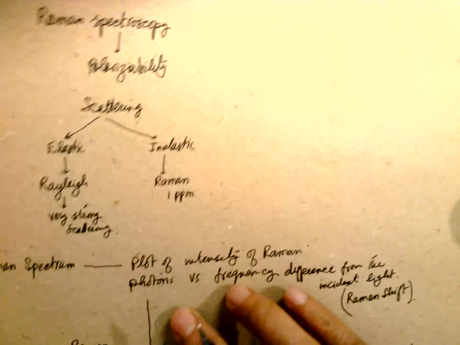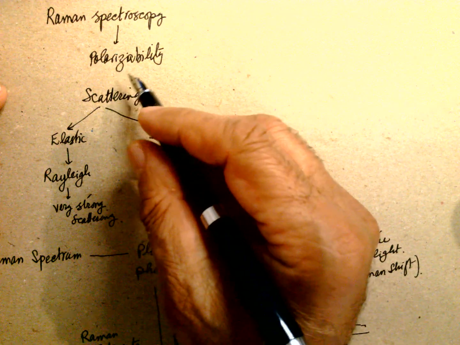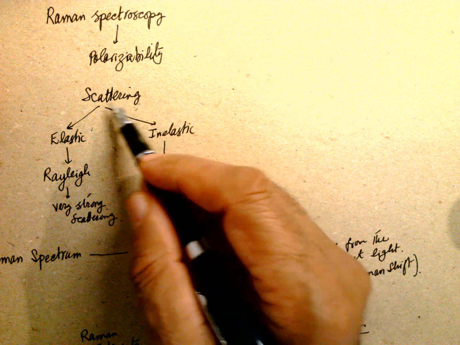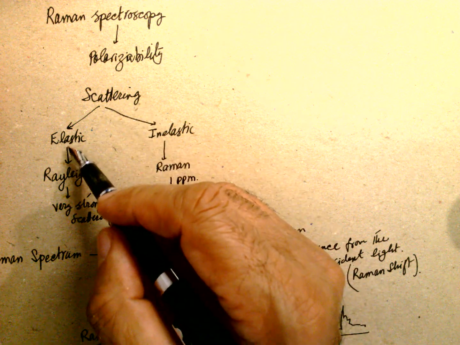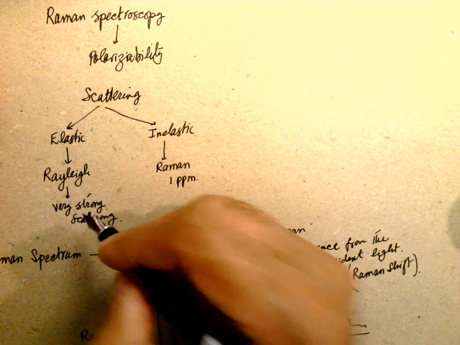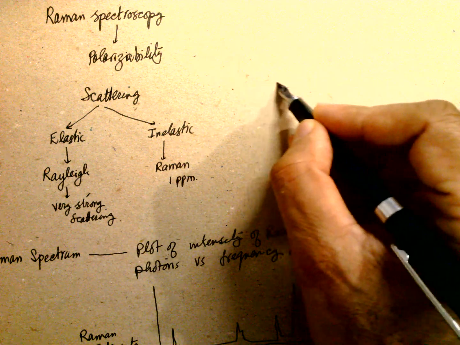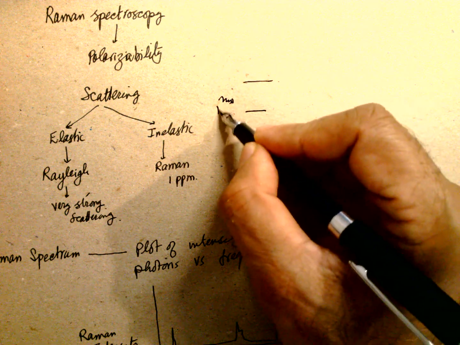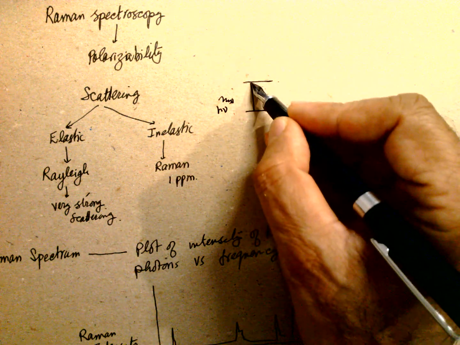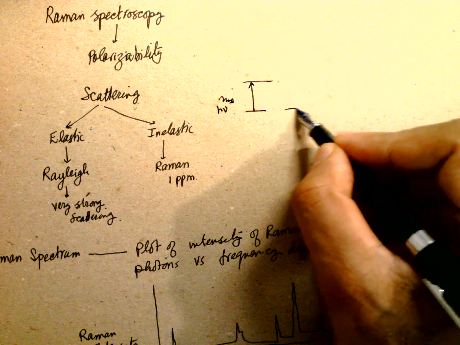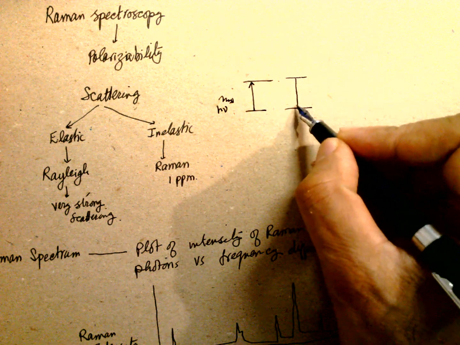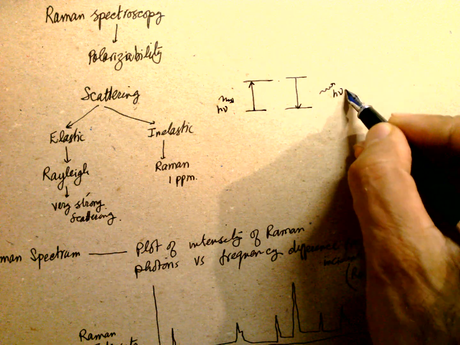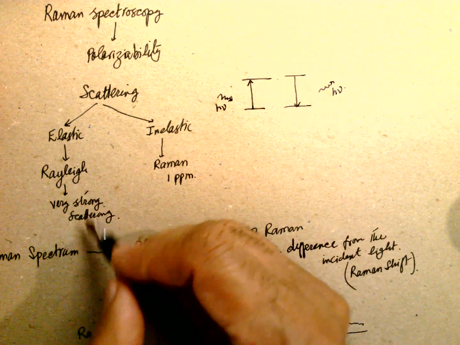So next one is Raman spectroscopy. It depends upon the polarizability of the molecule, and it is a scattering. Scattering elastically, which is Rayleigh, is very strong. Rayleigh has the same frequency as the emission, so this one is h nu. It excites the molecule, then it is de-excited and emits the same energy h nu. So this is very strong.